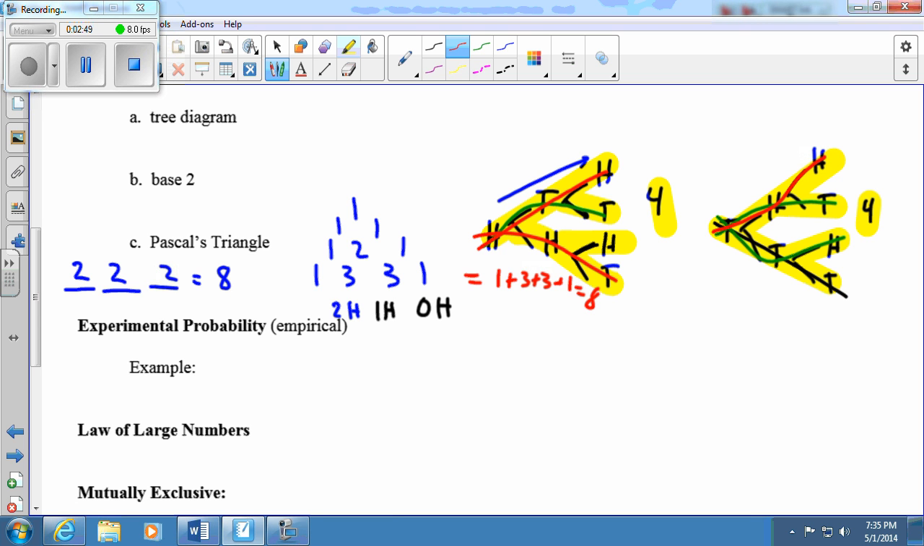And lastly, this would be when I get all 3 of my flips to be heads. I think that's the only one we haven't calculated here. So all 3 are the same. And here they are, head, head, and head right there. So that's how Pascal's triangle is used for binomial probability. It finds those for us every time.